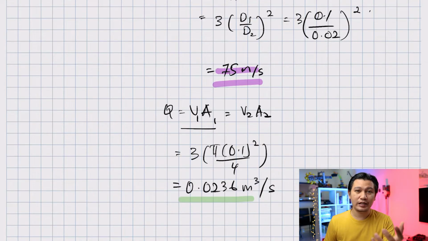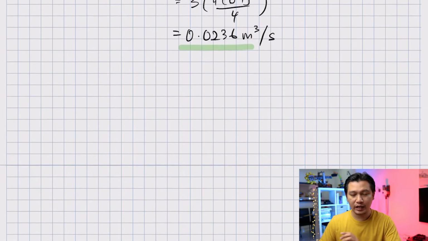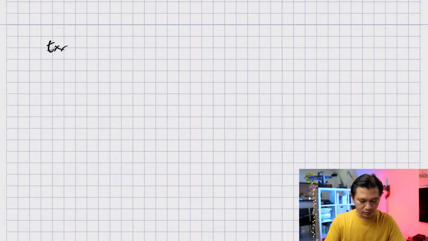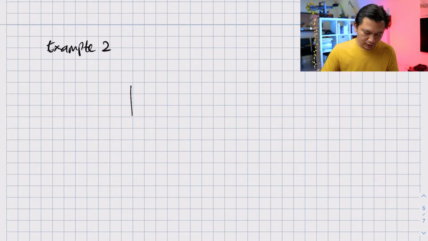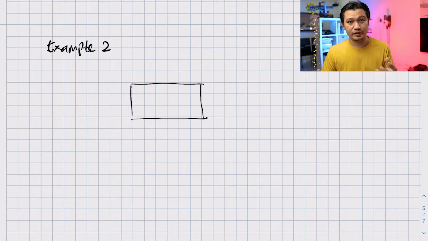Okay, this is a fairly easy example just to get you familiar with the equation of mass flow rate and also volume flow rate. Now, for the second example, let's take a look at what happens if the flow is not steady. So, example number 2. What you have here is a device of some sort. You don't know yet what the device is.